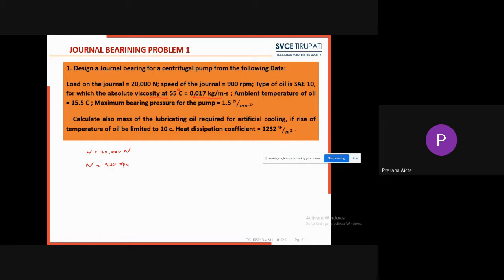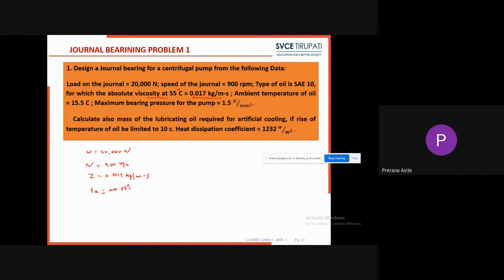What is the viscosity symbol? Z. Z is equal to 0.017 kg per meter second. Clear? With respect to this viscosity value, they will give the absolute viscosity temperature. The temperature value is nearly Ta, that is called Ta is equal to 55 degrees Celsius.